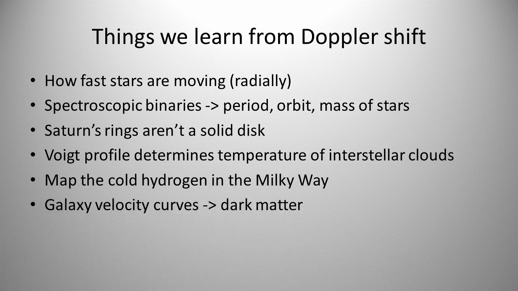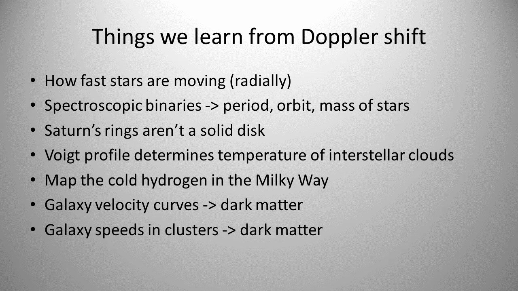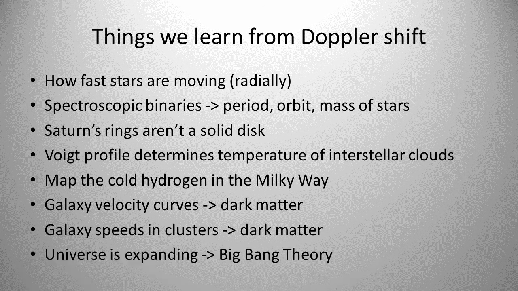The non-Keplerian velocity curves for galaxies implies the presence of dark matter, stuff that isn't shining. And galaxies in clusters are moving too fast if the only mass in the cluster is the luminous matter that we see. There must be dark matter. In fact, most gravitating matter is dark matter, stuff we can't see. Oh, and Hubble discovered the expansion of the universe. That's a lot of stuff, all coming from just being able to measure the energy shift of photons.